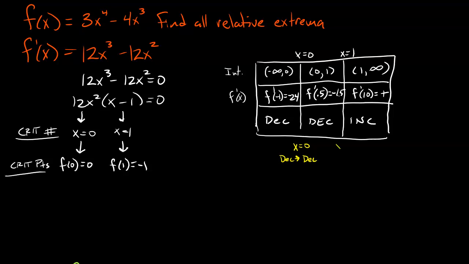I know at x equals 1, it goes from decreasing to increasing. And that's going to be the definition of a relative min. So I'm going to have a relative min at the point (1, negative 1). And if our goal was to find any and all relative extrema, that would be the relative extrema.